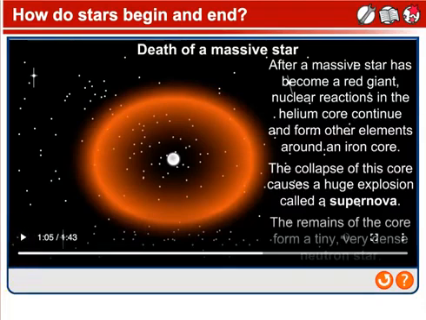After a massive star has become a red giant, nuclear reactions in the helium core continue and form other elements around an iron core. The collapse of this core causes a huge explosion called a supernova. The remains of the core form a tiny, very dense neutron star.